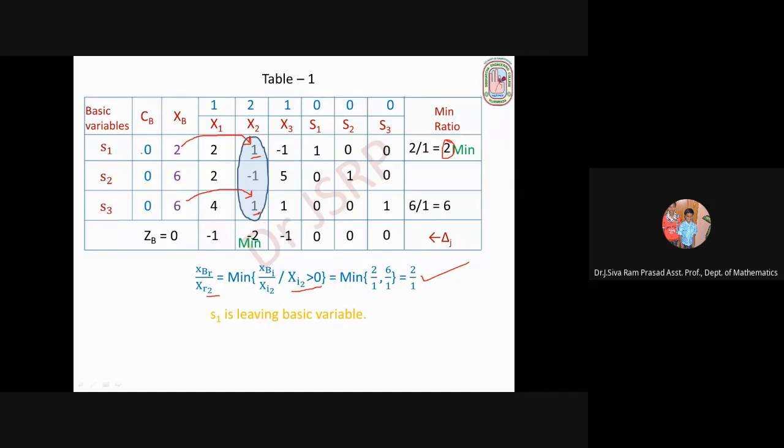Okay. So circle the first row, the S1 row. Okay, right. So in the next solution, this variable S1 is replaced by X2, and the other variables remain the same. So S1 is replaced by X2. The other two variables remain the same in the next solution.